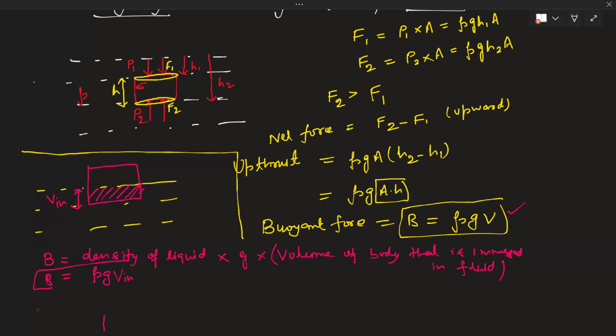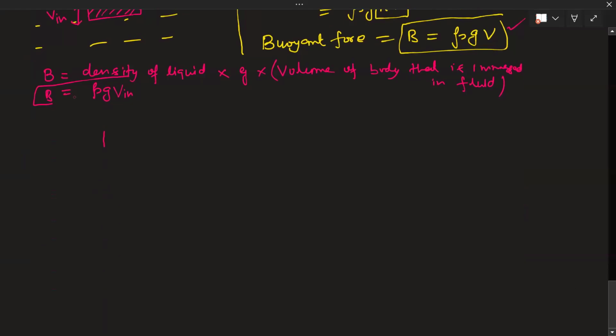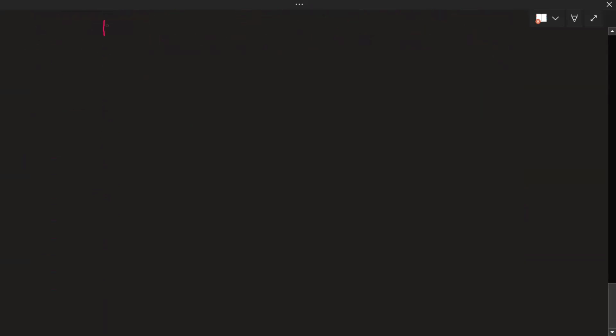Okay. So that is the concept of buoyancy. Always we use the formula B equals density into g into that part of the volume which is inside the liquid. And density always we take is the liquid density. We don't take the body density. Okay. Now let's discuss flotation, when the body is going to float in any kind of liquid.